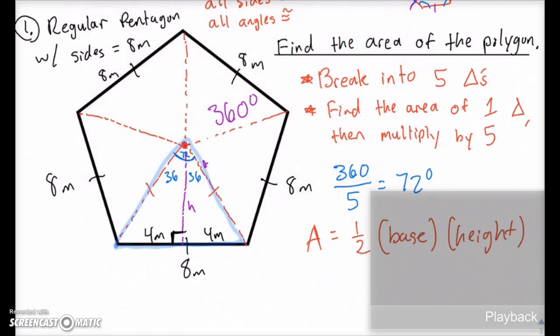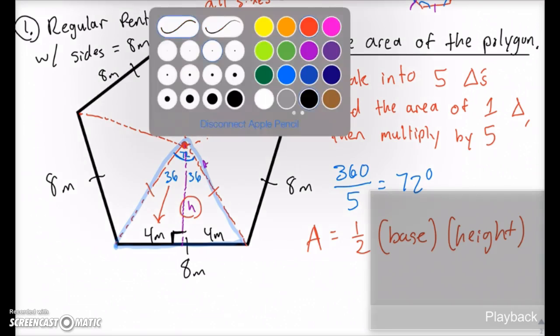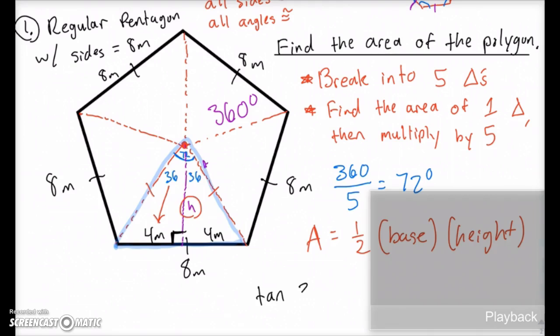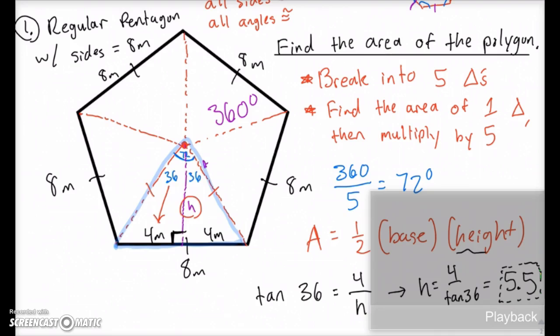The trig ratio we're going to use here: we have an opposite, and we're going to use the height as our adjacent. So we're going to use tangent 36 equals our opposite, which is 4, over our height. And our height should equal 4 over tangent 36, which ends up being about 5.5. Okay, so this is our height that we can plug into here.